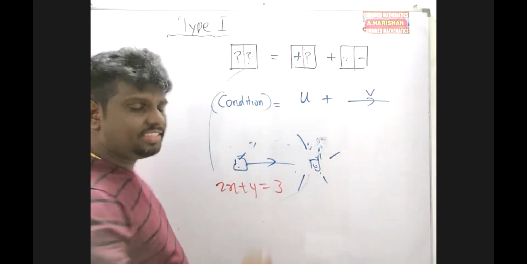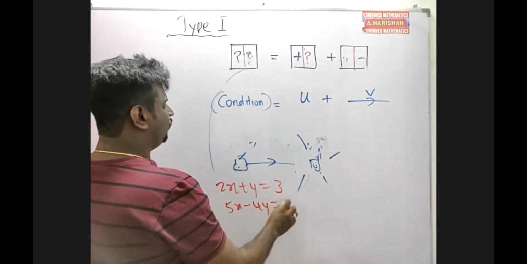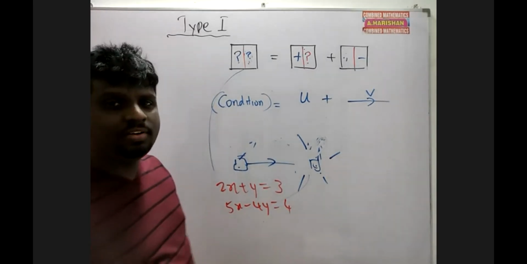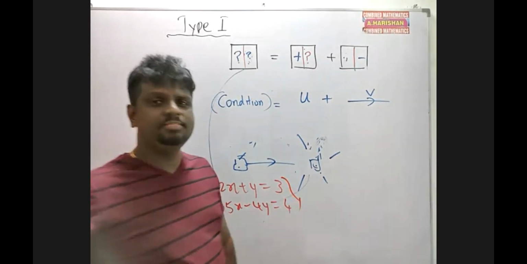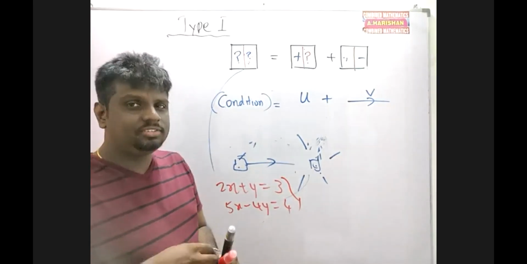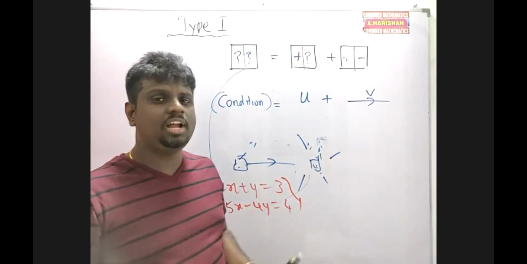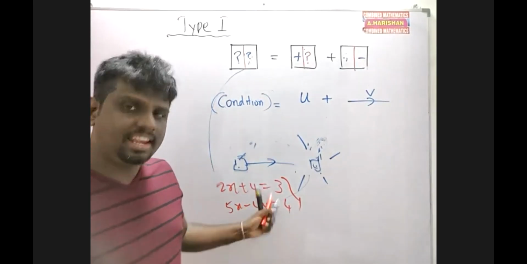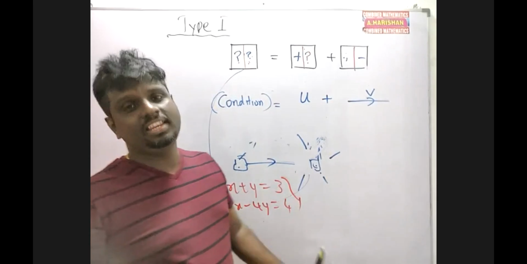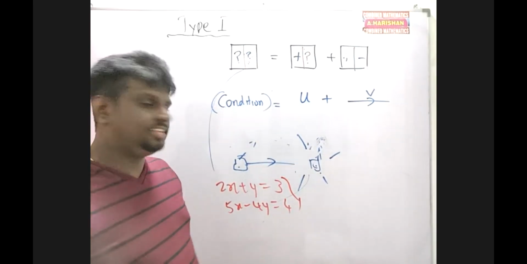But if I give another equation, like 5x minus 4y equals 4, then we can solve these two. Why? This becomes a simultaneous equation. That is true, right? If the equation alone can't be solved, by considering another equation we can solve it. That is what we have learned at all levels, simultaneous equations.